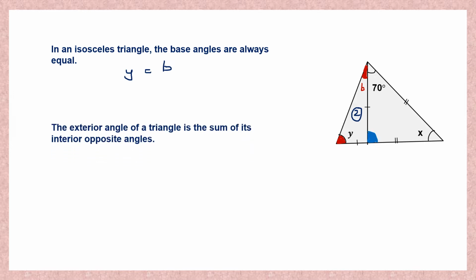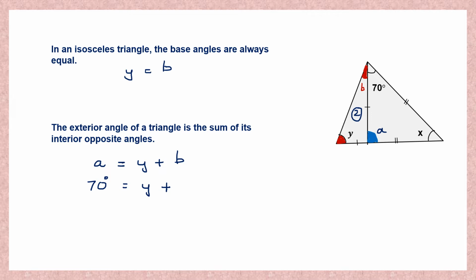Now we're going to make use of another property. This time the property says the exterior angle of a triangle is the sum of its interior opposite angles. If you can see the angle marked in blue, that is the exterior angle of triangle 2. So that is equal to Y plus B because they are the interior opposite angles. And this was angle A that we found out in the previous part. So let's begin here. A is equal to Y plus B. And A we found out to be 70 degrees. So this is equal to Y.